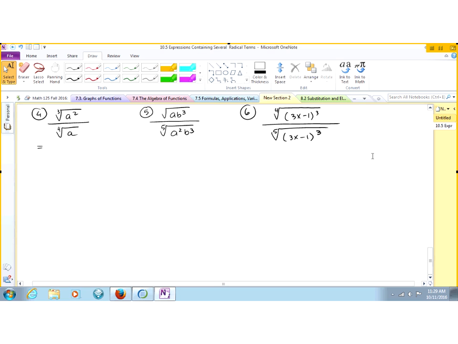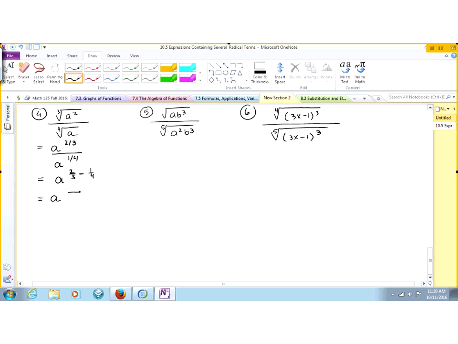Okay, so let's see. What about this? This is a raised to the 2 over 3 divided by a raised to the 1 over 4. And then what would you do here? Subtract, right? So a to the 2/3 minus 1 over 4.